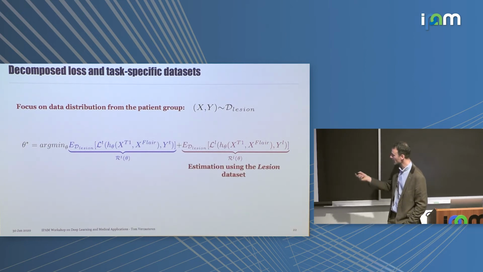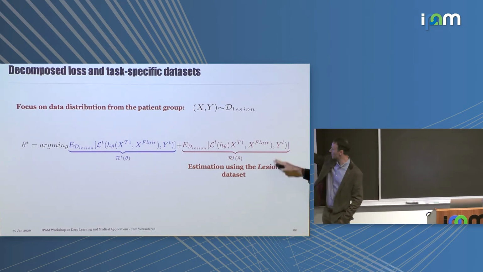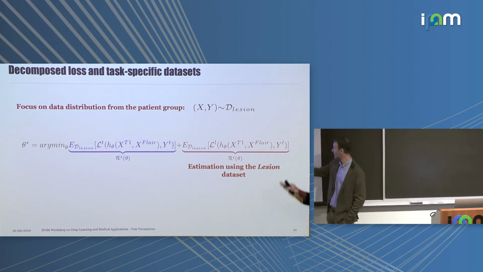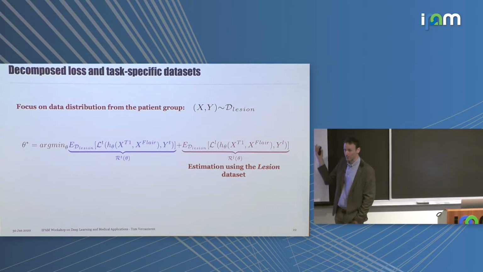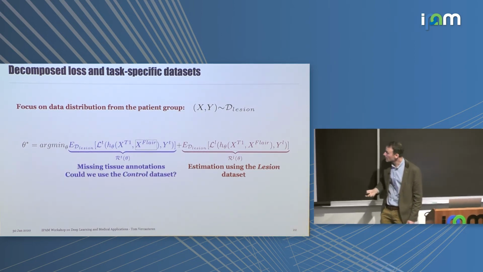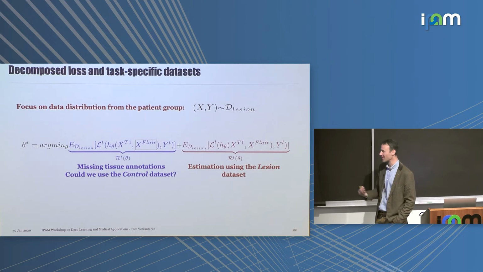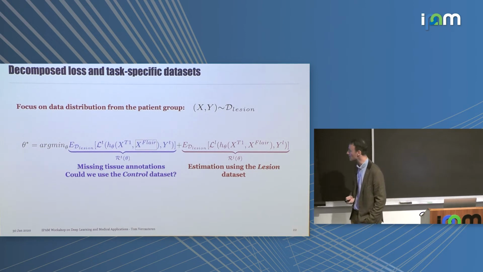The second part is easy in the sense that we just feed our images in the net. We have the ground truth annotations, and that's very standard supervised training. Now, the first part is a bit more complicated because we said we are missing the FLAIR modality in the control groups. So how can we deal with this is the first question.